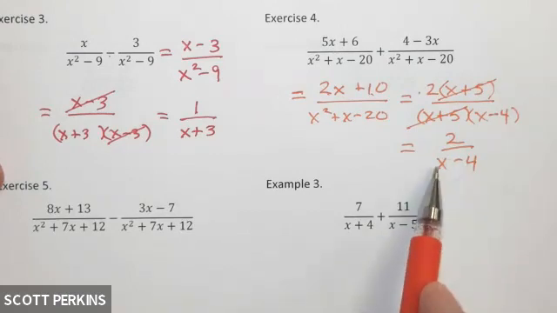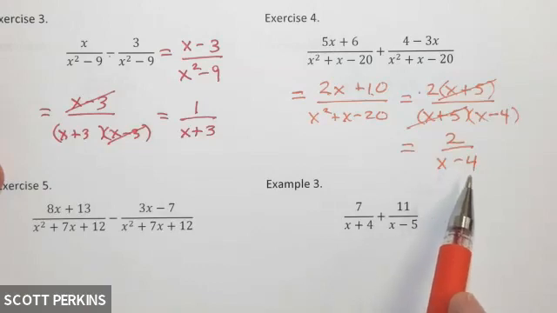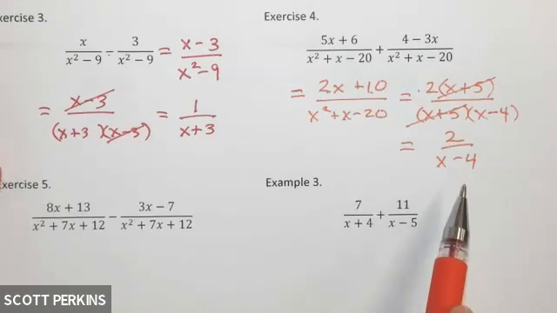x minus 4 all goes together. It's either all or nothing when you have binomials, okay? So you can't just cancel bits and pieces of binomials or trinomials or anything.